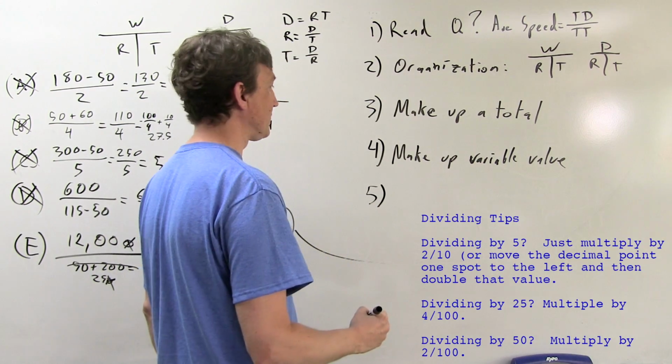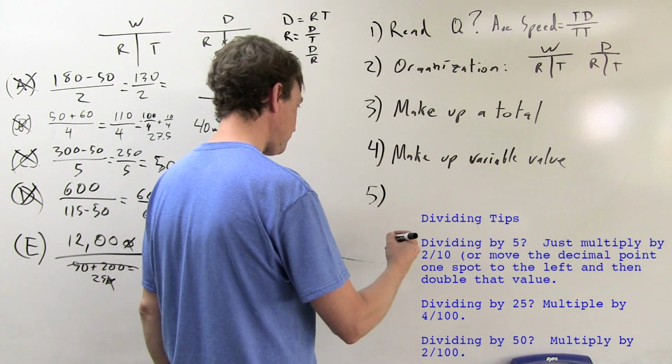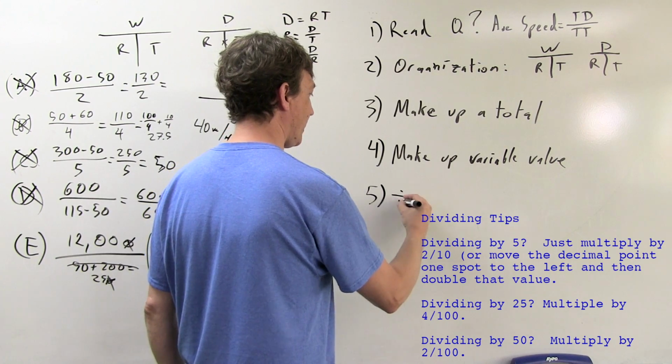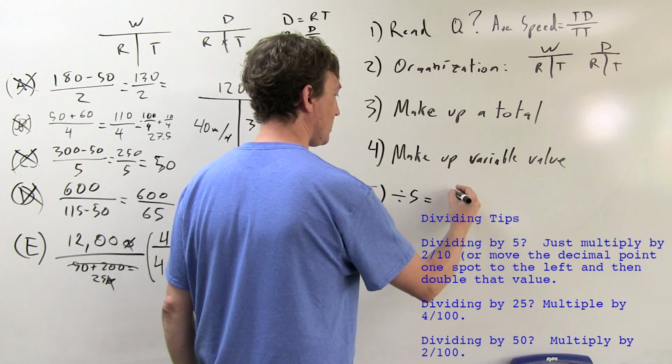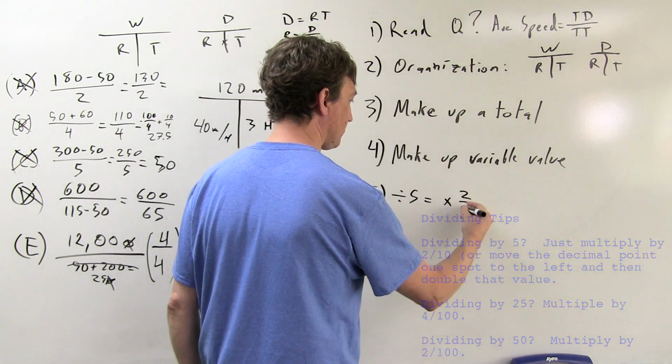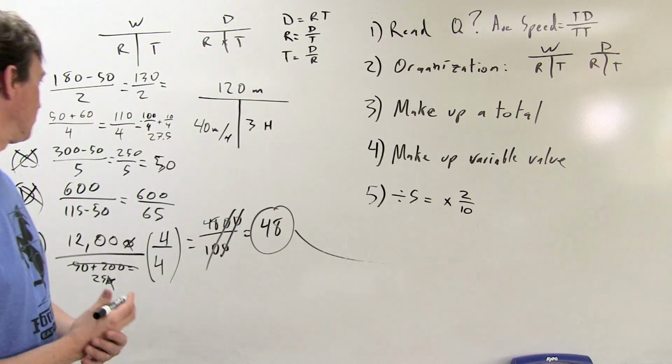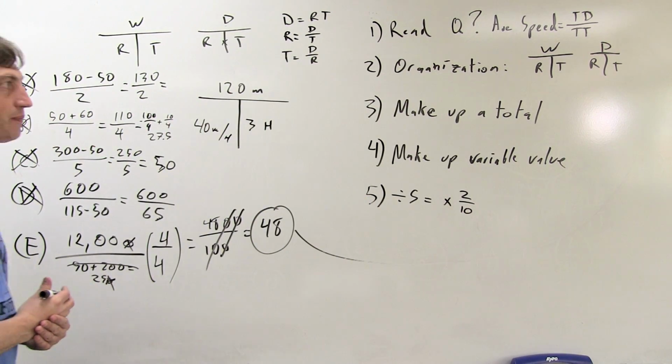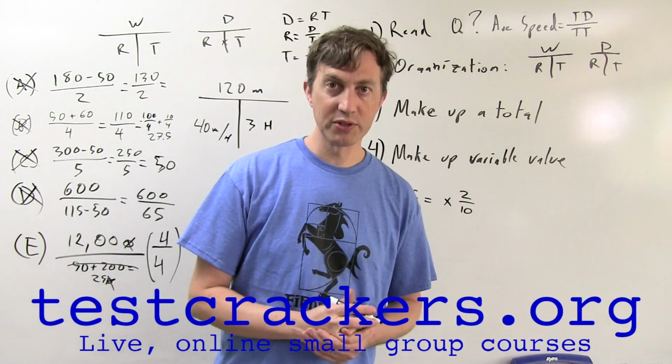We also talked about the idea of dividing by 5. Dividing by 5 equals multiplying by 2/10. And all of these are tools that you might want to use other places. Hope that's been helpful to you.